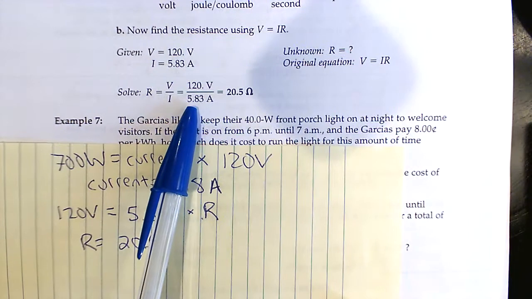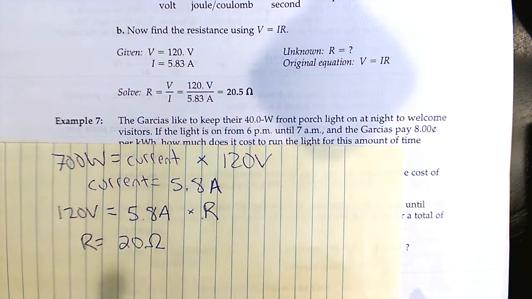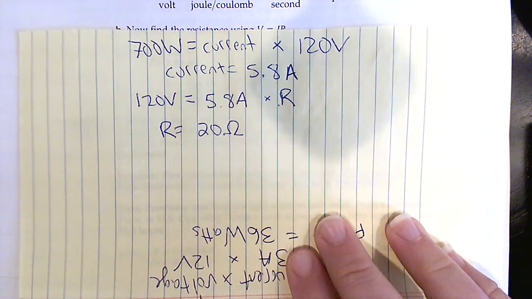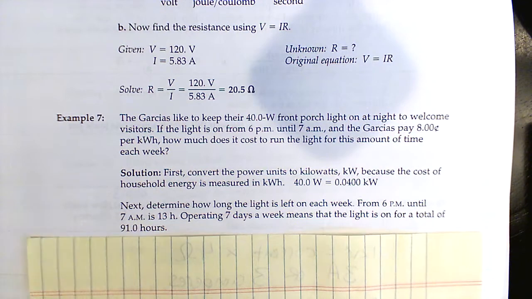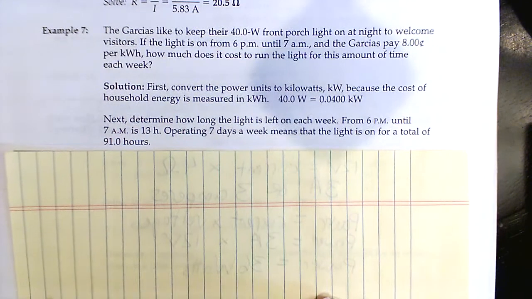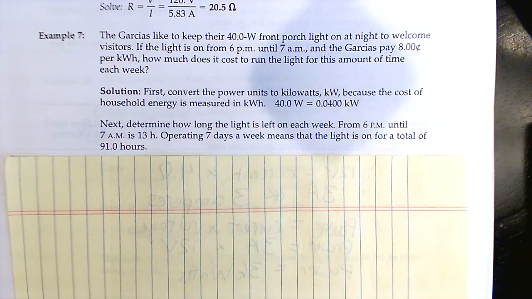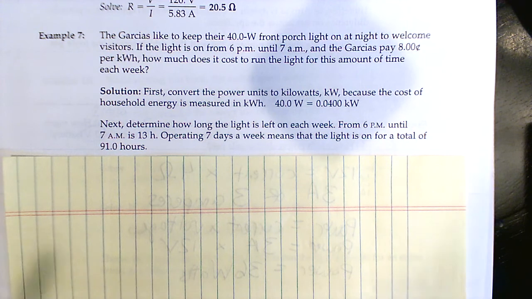Looks like they kept one more significant figure, but 20.5, 20, basically the same. All right, we have one more example that they solved out for us, so we can test our math without taking up any of your valuable questions that you get to actually do.